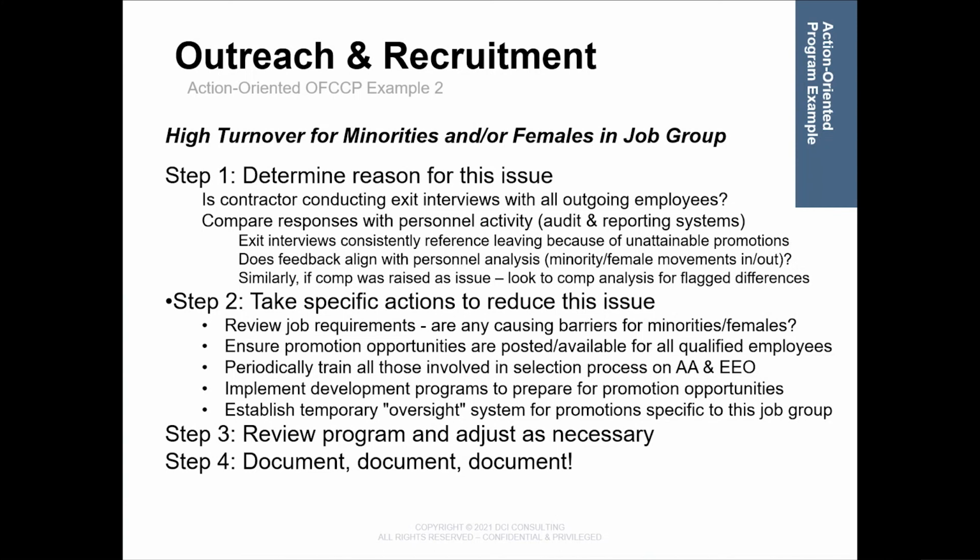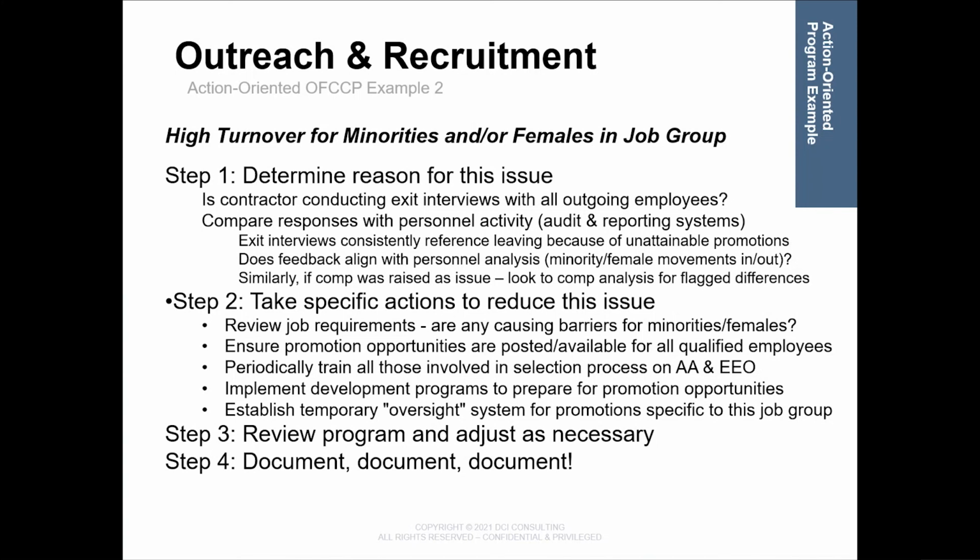Conduct periodic affirmative action and equal opportunity training for all individuals involved in the selection process. Ensure all promotional opportunities are posted and available to all qualified employees. You institute both formal and informal development programs to assist employees in identifying and preparing for promotional opportunities, and establish a temporary oversight system for promotions specific to this job group.